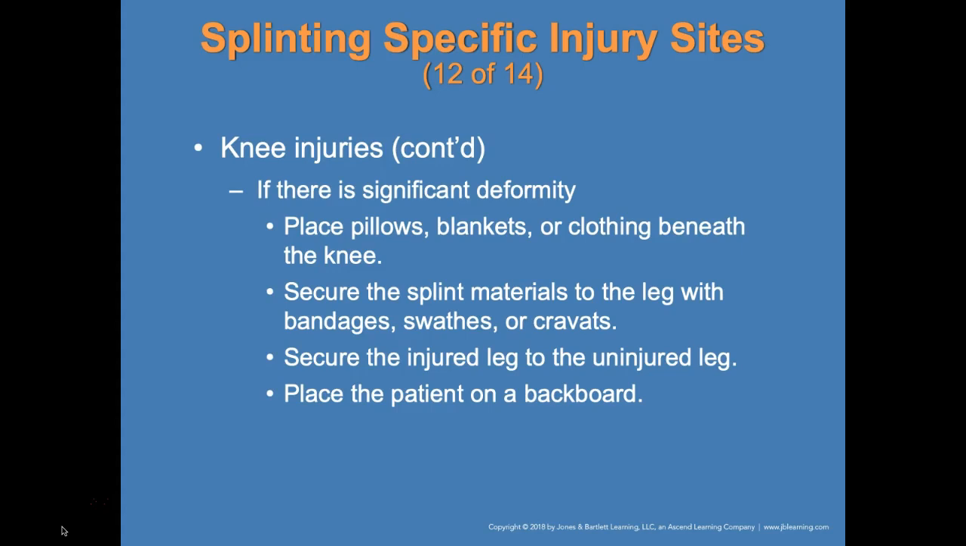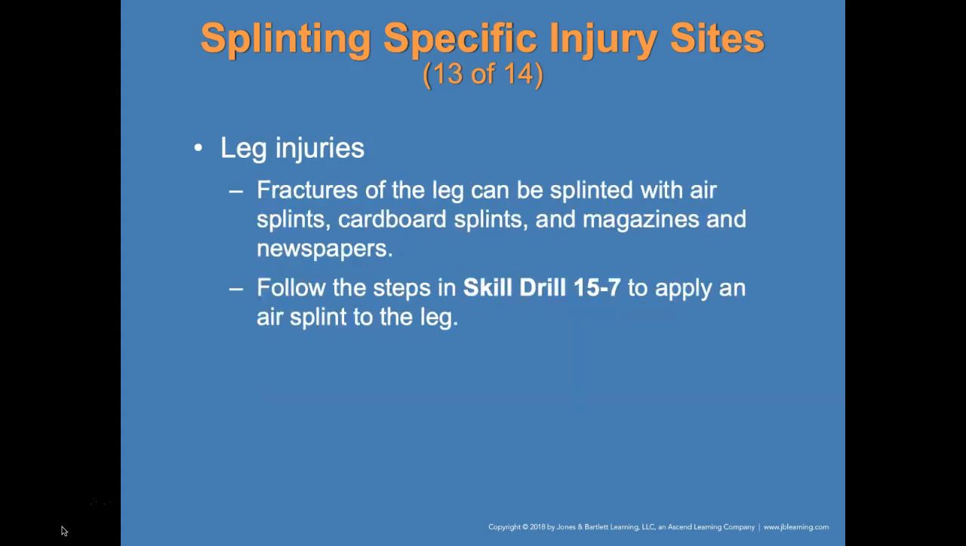We then secure the injured leg to the uninjured leg. This creates somewhat of a stable platform in which we can move them, and then we place that patient on the backboard, remembering to always check for PMS, that pulse, motor, sensory function in the distal extremity after we place a splint.